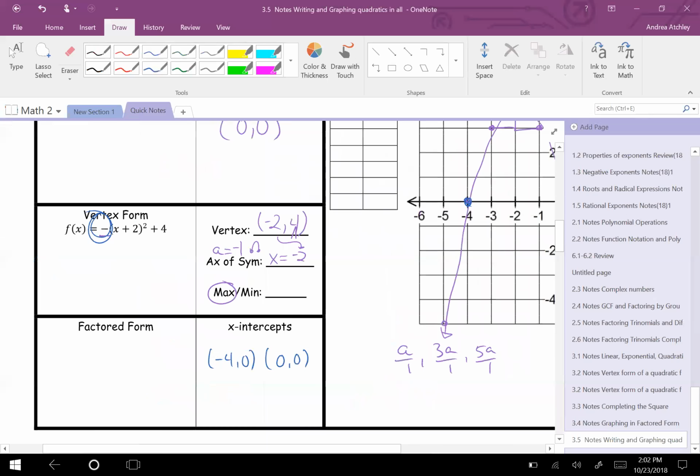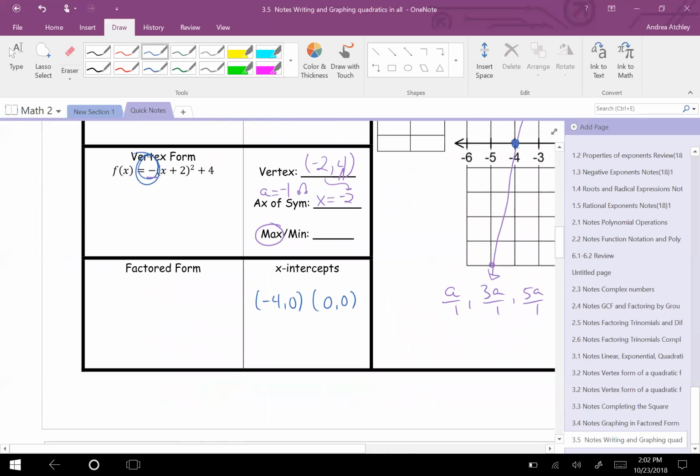So your factored form, and I saw a lot of you guys trying to multiply this out, and that's great. But before you can add that 4, you have to distribute the negative. And that's what a lot of you guys forgot to do. In factored form, you're less likely to do that. So factored form, I should have f of x equals my a value. Make sure you bring down that a value of -1 in front.